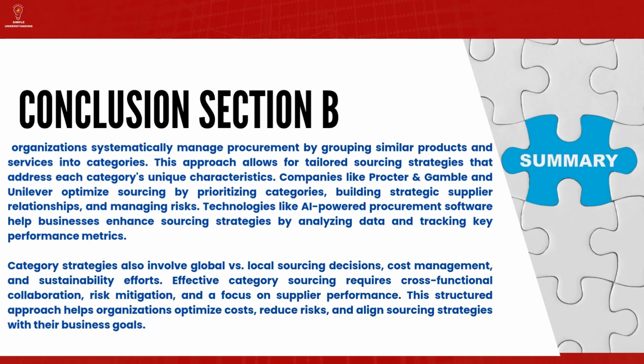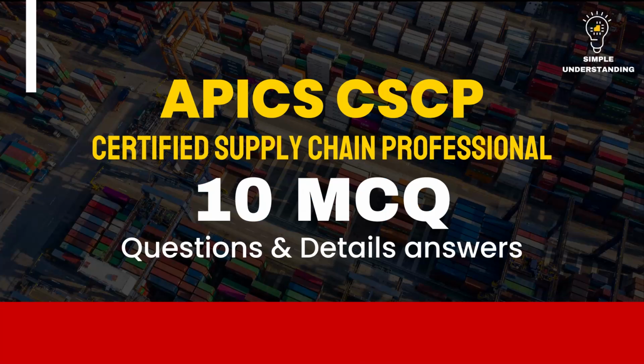Effective category sourcing requires cross-functional collaboration, risk mitigation, and a focus on supplier performance. This structured approach helps organizations optimize costs, reduce risks, and align sourcing strategies with their business goals. Let's take a small practice test for Section B.